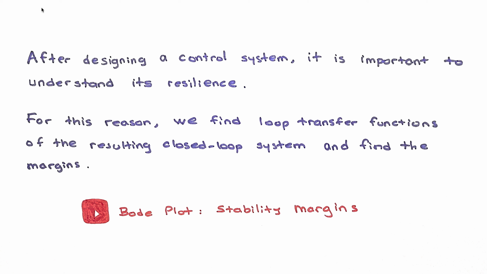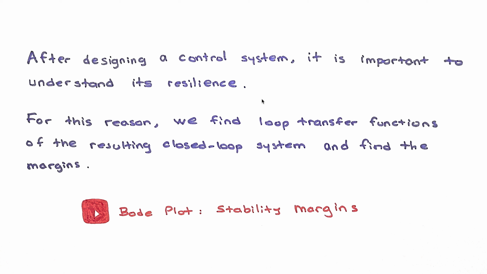So after designing a control system, it is important to understand its resilience. What I mean by resilience is stability and robustness, right? We would like to have some certain level of gain margin, phase margin, or delay margins. For this reason, we find loop transfer functions of the resulting closed loop system and then find the margins. So I will talk in this video how to find the loop transfer functions. And to find margins, then you can use Bode plots or some other commands in MATLAB.